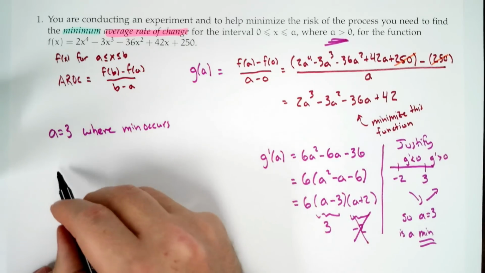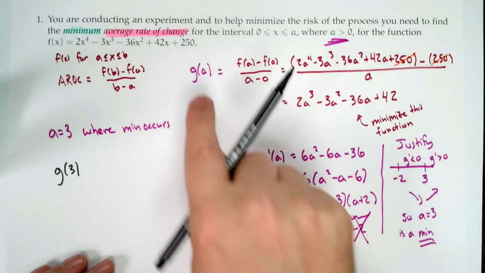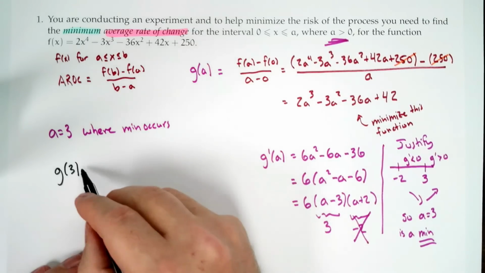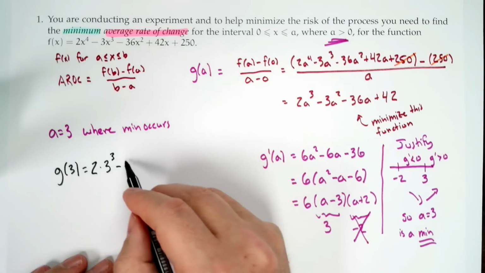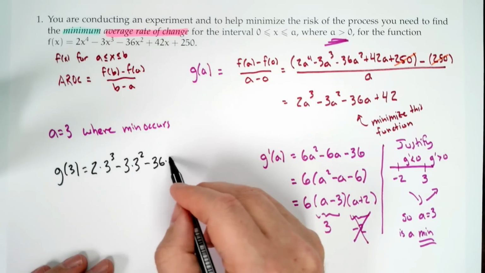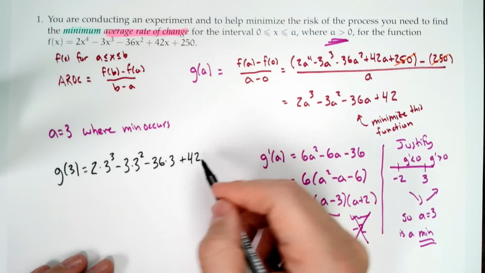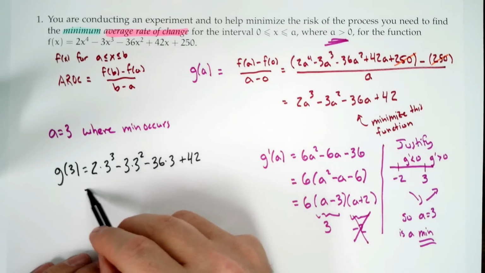So our answer is going to be to plug 3 in. So we plug 3 into here, and now we get 2 times 3 cubed minus 3 times 3 squared minus 36 times 3 plus 42. Now, this is probably more than we really want to deal with. That's okay. If this is too much, we just say, look, that's perfectly fine, a valid answer. Of course, we can clean it up a little bit.